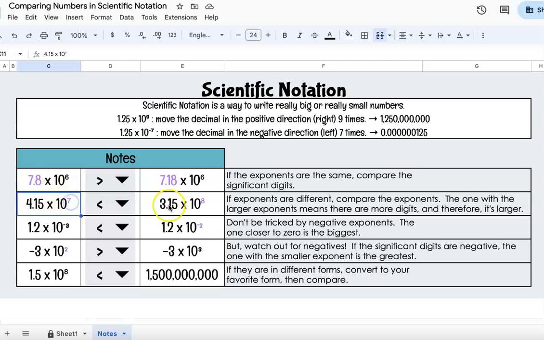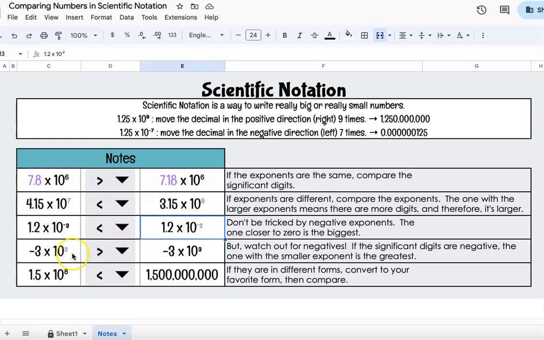All right, so for this next one, the exponents, if we just look at those, the 8 is bigger. That means that number is going to have more digits, so it's going to automatically be bigger. All right, so for these ones, they have different exponents. The bigger one is the one closer to 0. So -2 is really bigger than -3. So the alligator would eat this one.